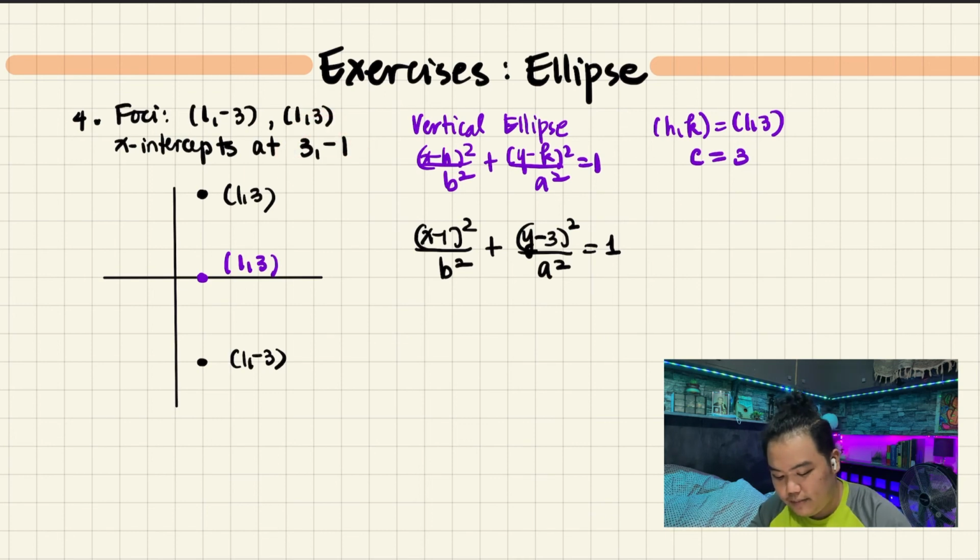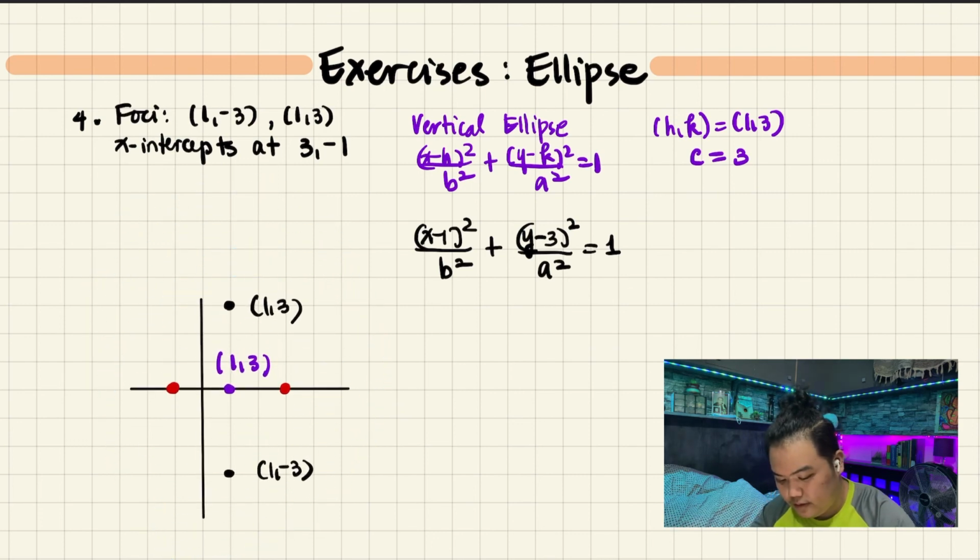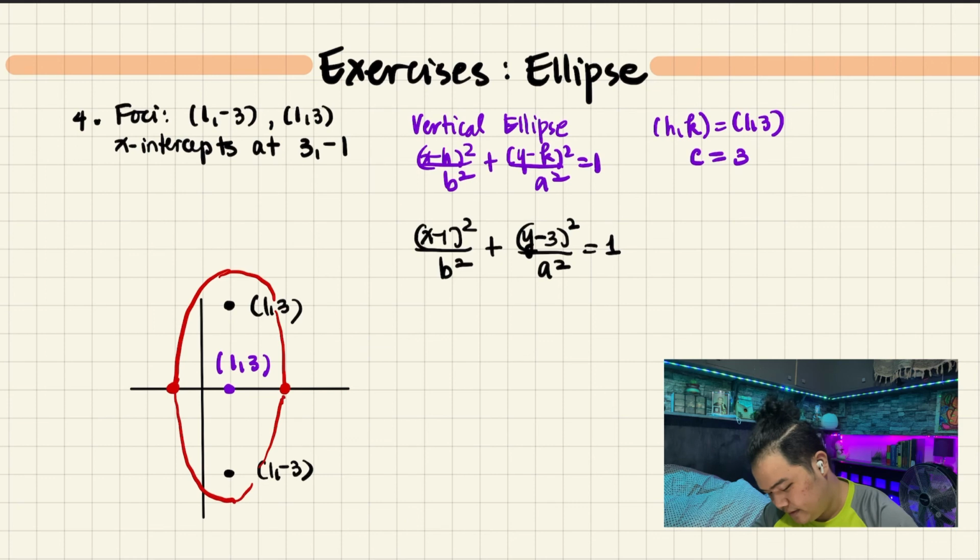Kung x-intercepts mo ay 3, nasan si 3? Drawing ko sa pula. 1, 2, 3. Yung pulay intercepts, tas isa, negative 1. So yung ellipse mo, iusog ko lang ang ating napakagandang drawing, will look something like this. So ganyan yung mangyayari.